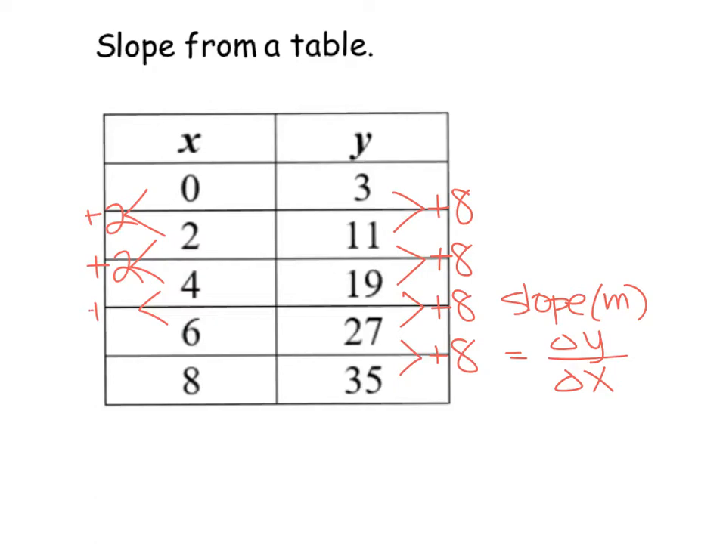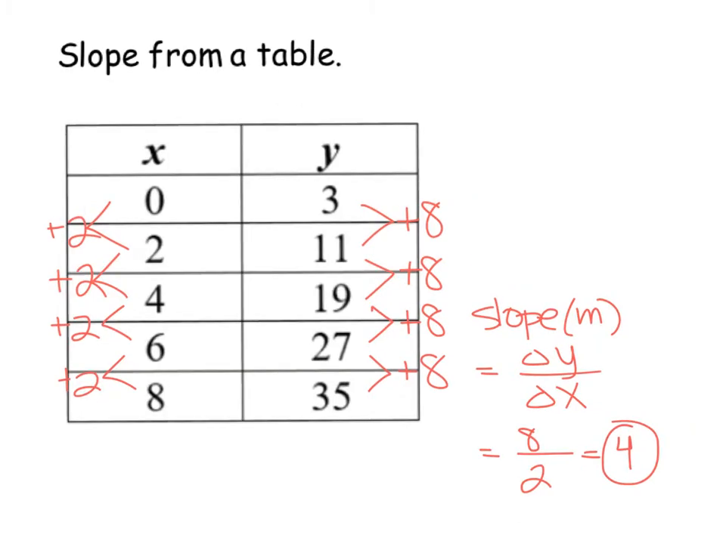So that means that my constant rate of change is going to be positive 8 for the change in y and positive 2 for the change in x. So my slope is 8/2, which simplifies to positive 4.